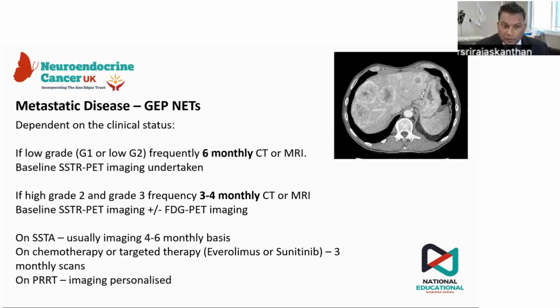If patients are on therapy, such as somatostatin analogues, then we often consider 6 monthly scans, and if it's other therapies like chemo or everolimus, then we're looking more towards 3 monthly. But this can be flexible and dependent on the clinical need as well. And for PRRT, again, the imaging and follow-up is very much personalized, dependent on the services and which imaging modality they'd like to use.